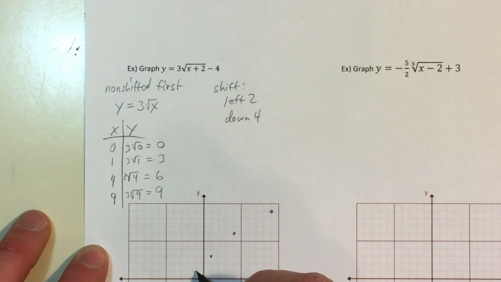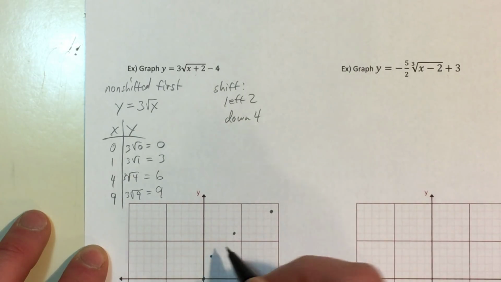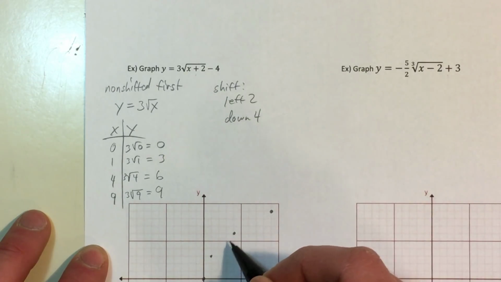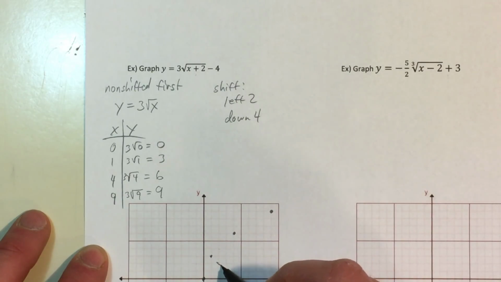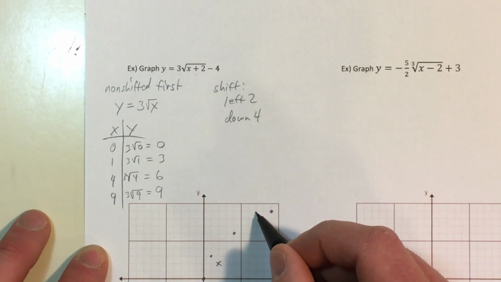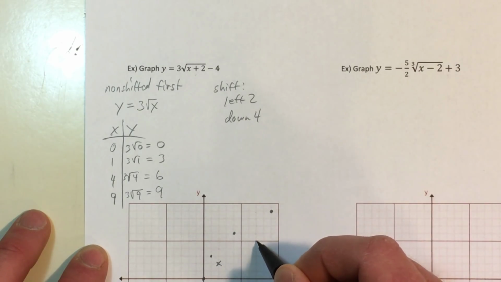Left 2, down 1, 2, 3, 4. Left 2, whoops, already got that one. Left 2, down 1, 2, 3, 4. Left 2, down 1, 2, 3, 4.